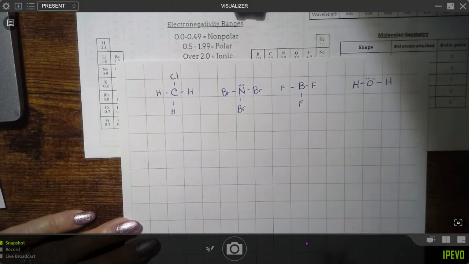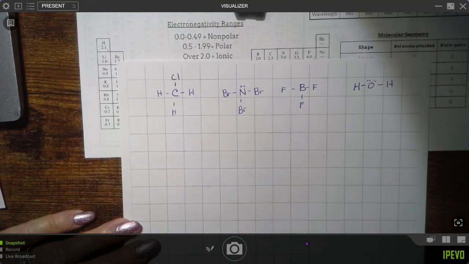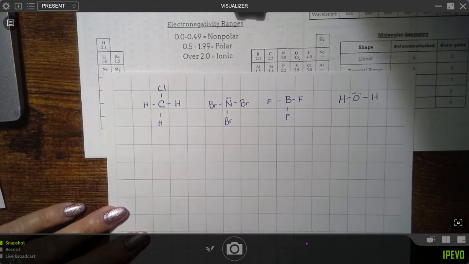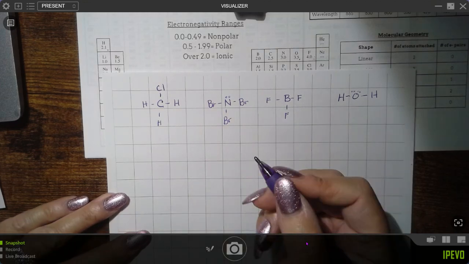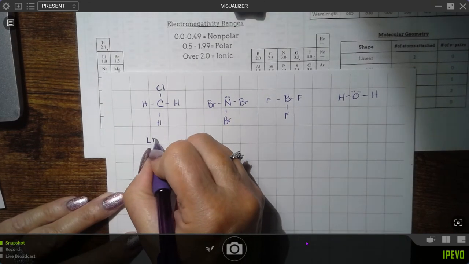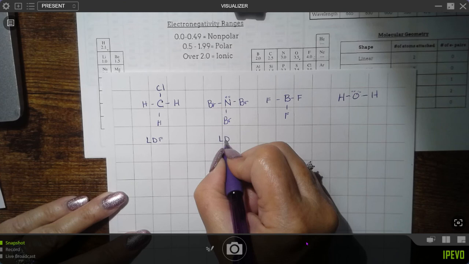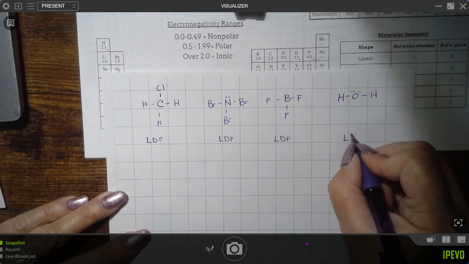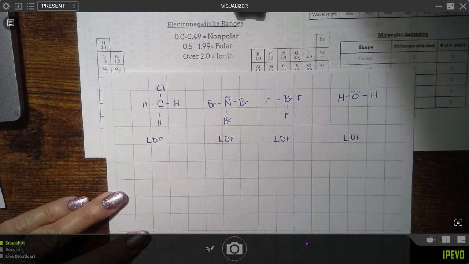And okay, I think that's good. Okay, so 4 molecules. Let's take a look at these. First thing we need to do is determine, are they polar or nonpolar? Actually, the first thing you could do is say, I know every single one of these molecules has London dispersion forces. That's the weakest force.